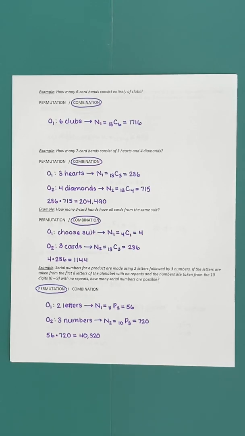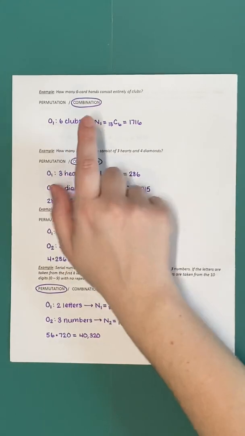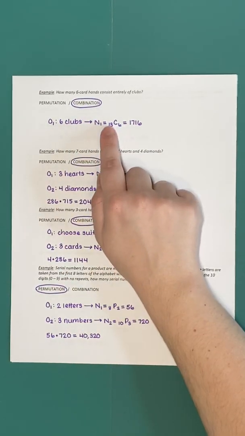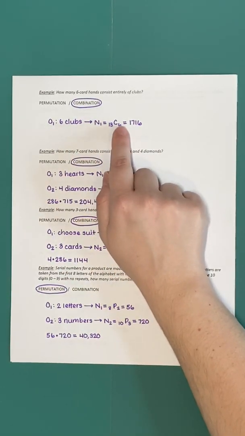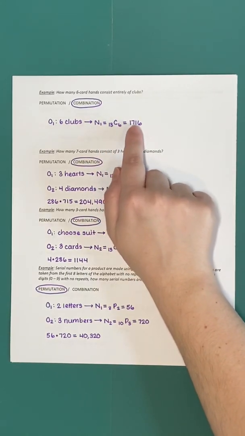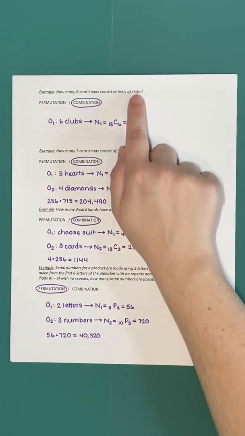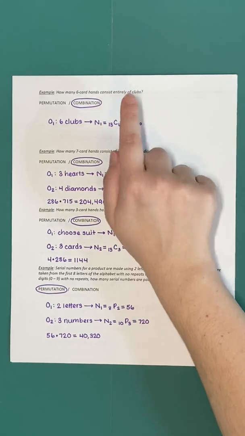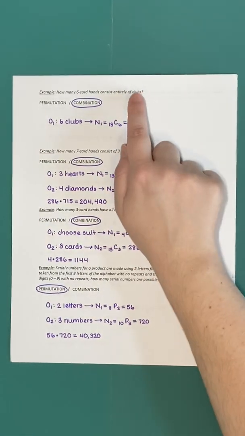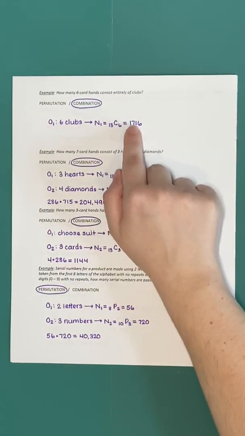So there's only one operation. The single operation is choosing your 6 clubs. You have 13 to choose from, and then you're choosing 6. So 13 combination 6 comes out to 1,716. Now keep in mind, this was not dependent on us using clubs. It was dependent on us choosing just from one suit. So if this had been spades or hearts or diamonds, it would have been the exact same outcome.